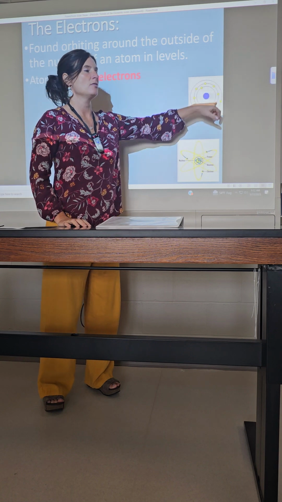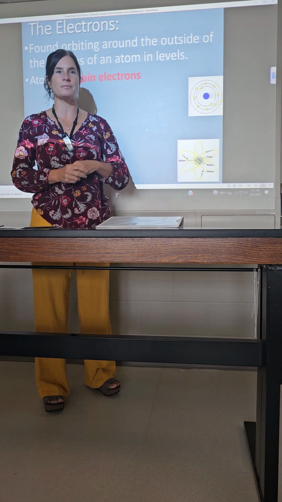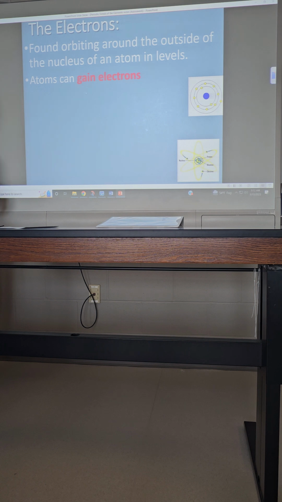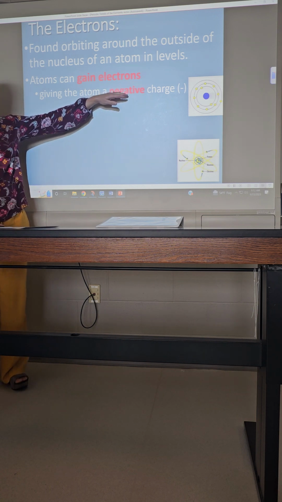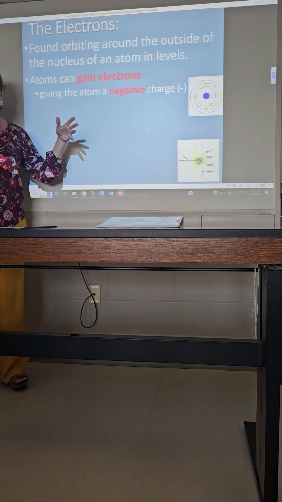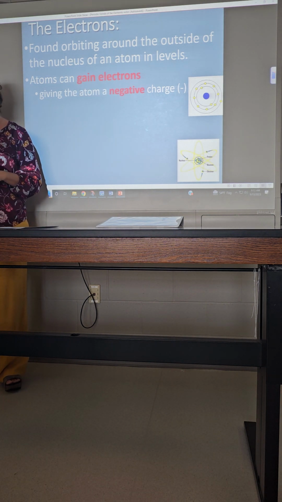These electrons at the outermost are the ones that can be taken, or the location where electrons will go. We'll talk a lot more about that later. But it's the electrons that can be exchanged. So if an atom takes on electrons, if they gain electrons, we just said electrons have a negative charge. So if you are gaining negatives, it gives the atom an overall negative charge. So even though gaining usually sounds like a positive thing, if you're gaining negatives, you're giving it an overall negative charge.